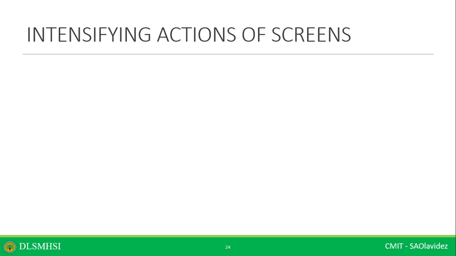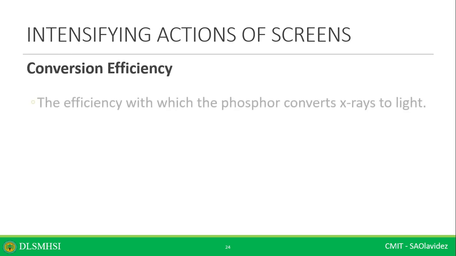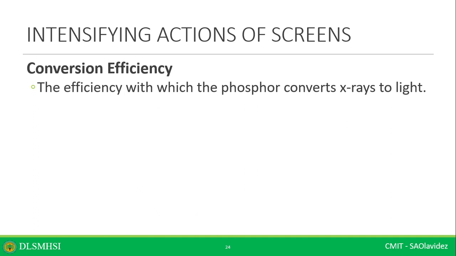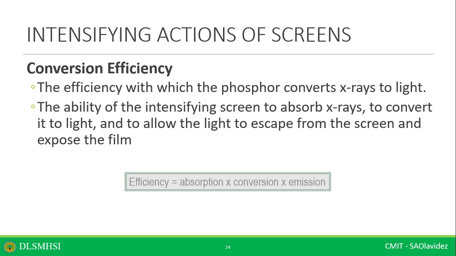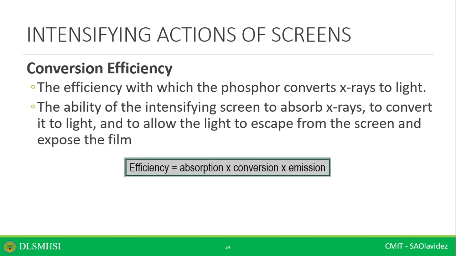Now, the performance of intensifying screens can be measured using a number of different measures. First is the conversion efficiency. It is the efficiency with which the phosphor converts X-rays to visible light. It is actually the ability of the intensifying screen to absorb X-rays, to convert them to light, and to allow the light to escape from the screen and expose the film. Shown here is the formula to compute efficiency.